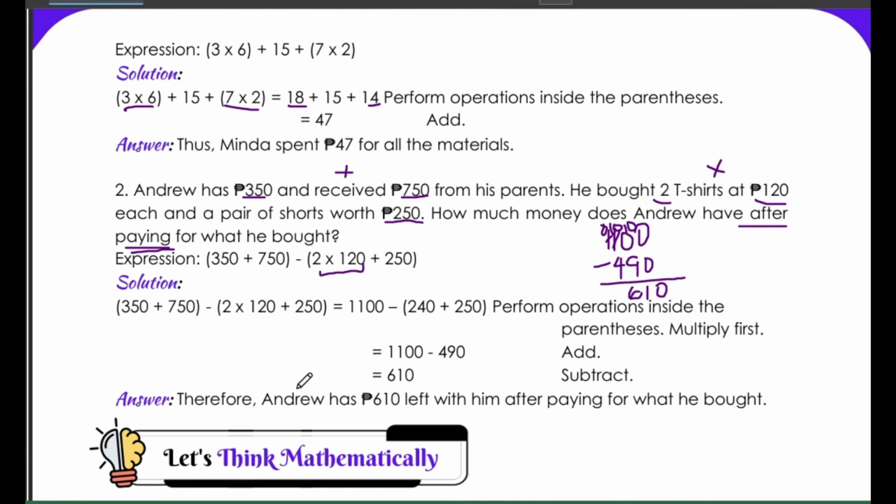The answer here should be in a complete sentence since this is a word problem. So therefore, Andrew has 610 pesos left with him after paying for what he bought. I hope you understand the lesson. If you do not, always go back and watch the video.